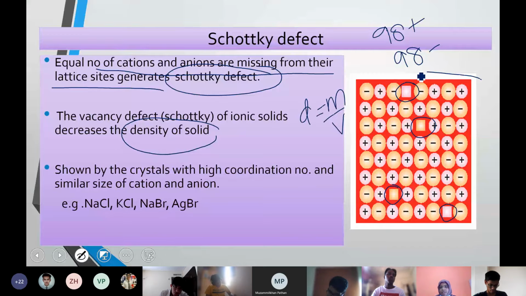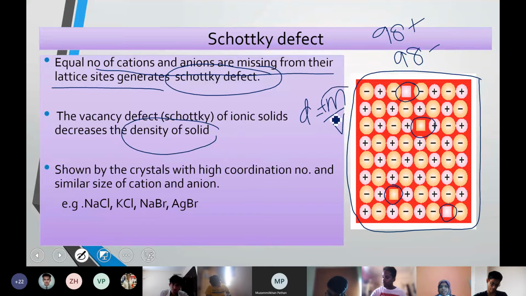So here electrical neutrality is maintained, but density is decreasing, because we know that density is equal to mass by volume. The volume remains the same. Even though there are fewer particles, the space is available, so the volume is the same, but the mass will decrease because the number of particles is now less than expected. That leads to a decrease in the density of that crystal. So that is the main thing: due to Schottky defect, the density of a crystal will be less than expected.